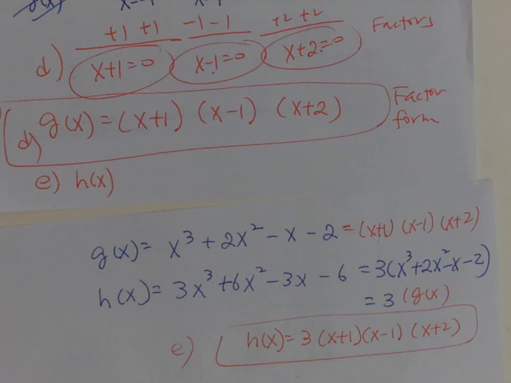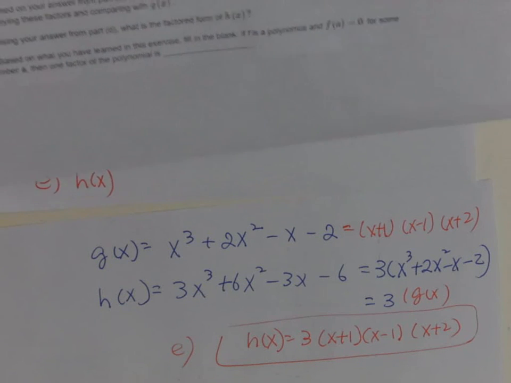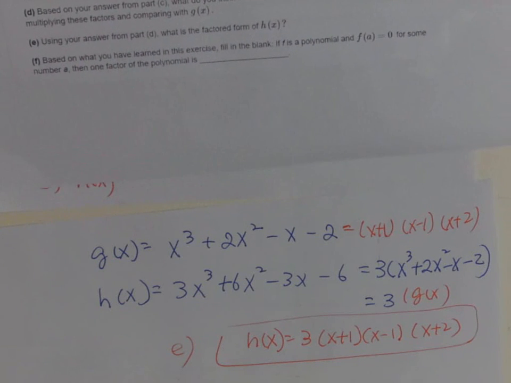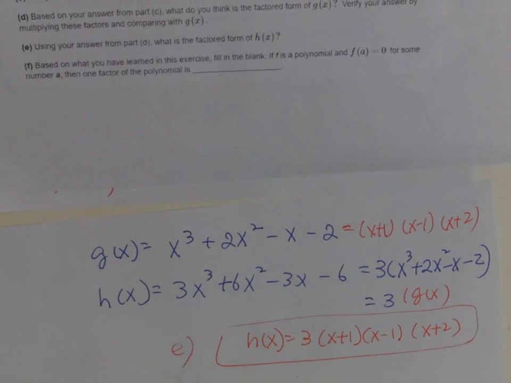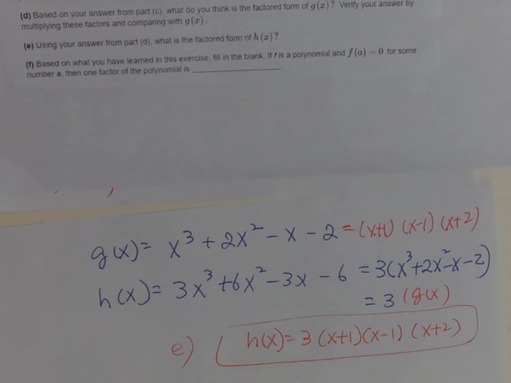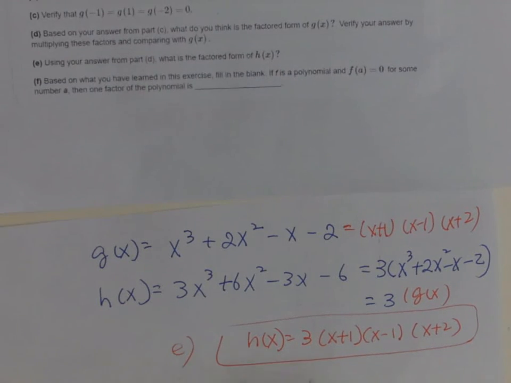And the last part is, where did I put the question? Okay, so F. The F part says, basing on what you have learned in this exercise, fill in the blank. If f is a polynomial function and f of a equal to 0, then one factor of the polynomial would be... this means x equal to a, right? So x minus a equal to 0.